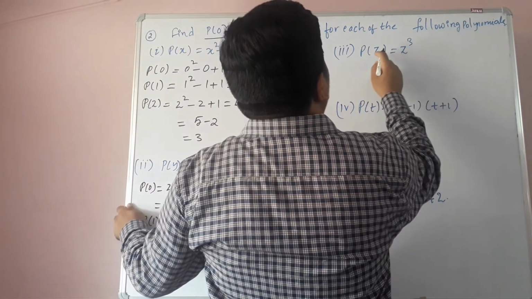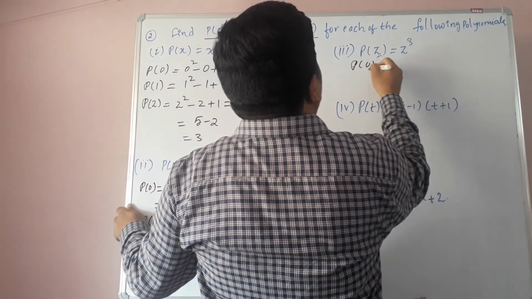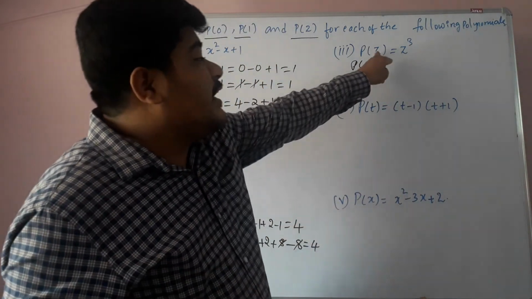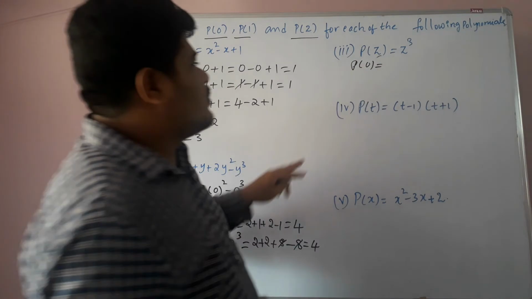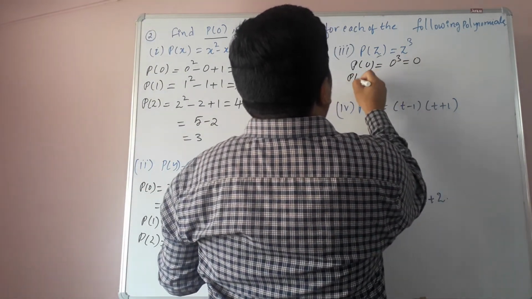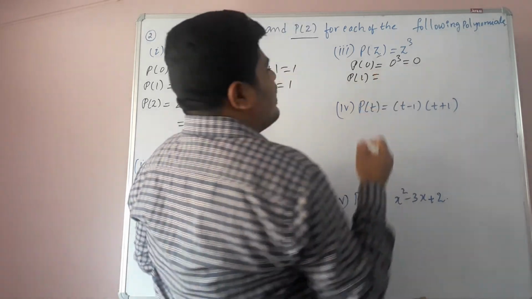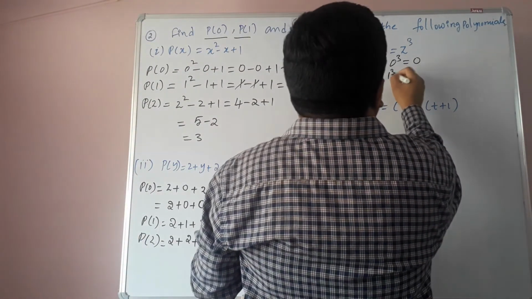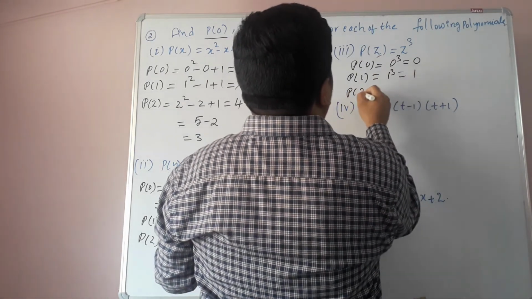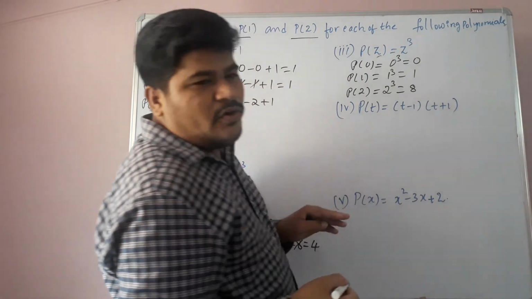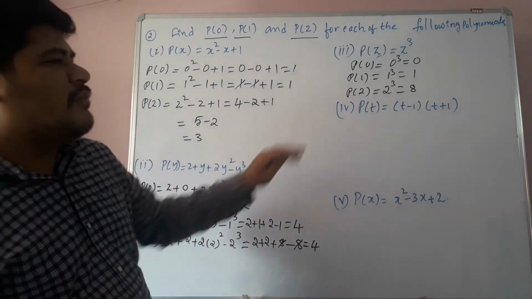Now children, question number 3. P of z is equal to z cube. So P of 0 is equal to, so children, just you replace the variable z with 0. So that is equal to 0 cube. 0 cube is 0 only. Now P of 1. P of 1 is equal to 1 cube. 1 cube value is 1. Okay. And P of 2. P of 2 is 2 cube, that is equal to 8.